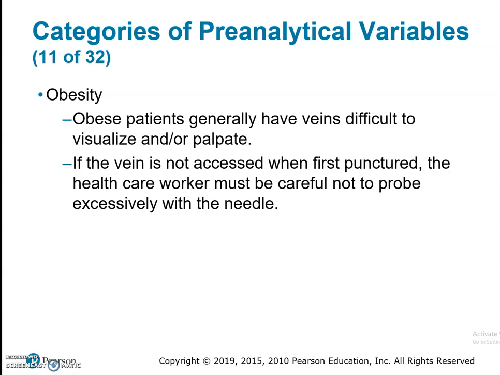Obesity. Obese patients generally have veins difficult to visualize or palpate. The vein is not assessed when first punctured. The healthcare worker must be careful not to probe excessively with the needle. This is why we have 2 attempts to obtain a specimen, but we want to be mindful that if we excessively probe around the arm, this could rupture red blood cells, increasing the intracellular contents, and release some tissue clotting factors as well, which could throw off the patient's laboratory results.